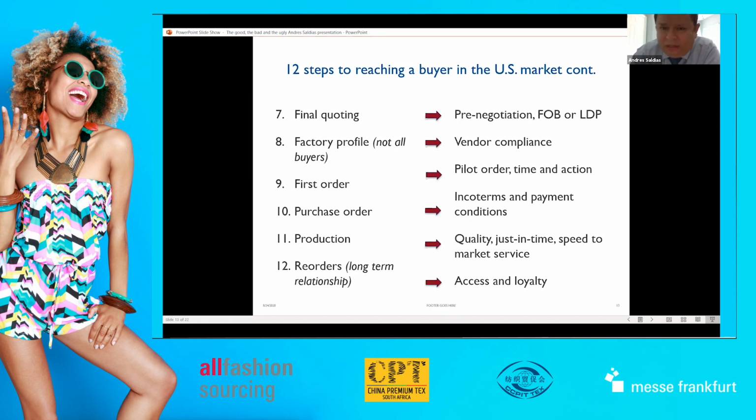But not all buyers. Some smaller boutiques, like maybe Linda Richards, are going to buy a container per month from you. It's not a huge buyer, and they don't need to do that full vendor compliance visit. Nevertheless, they will ask for information about you and try to make sure that your factory is in compliance with all these safety factors. Then you have your first order, a pilot, and time and action to deliver. They will issue your purchase order. That's the real negotiation and the payment conditions. And the most important and critical factor at the end is production, quality, just in time, due to the market.